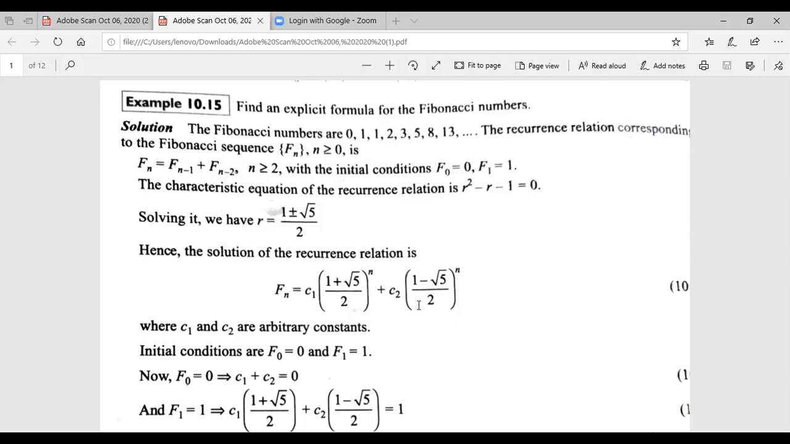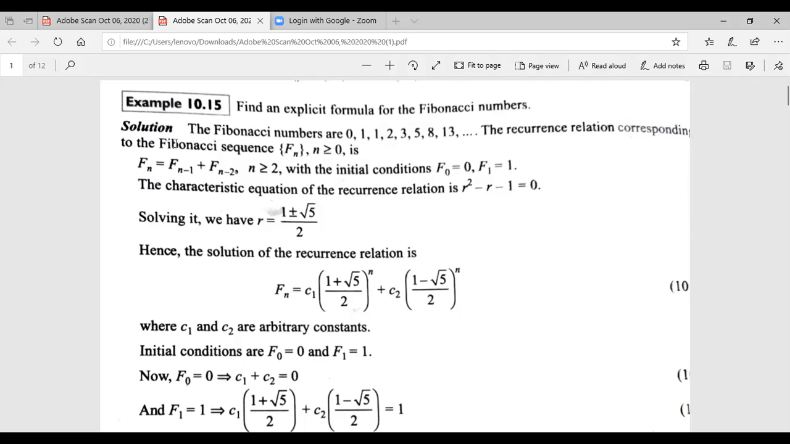After finding the solution, we eliminate the arbitrary constants using the initial conditions. So we already solved some problems in today's class also. We will go with another problem. The problem is: find an explicit formula for the Fibonacci numbers.